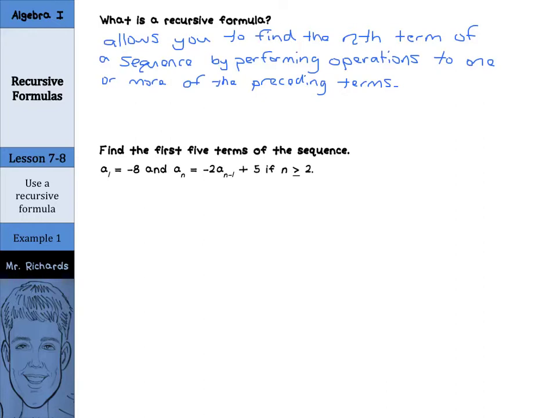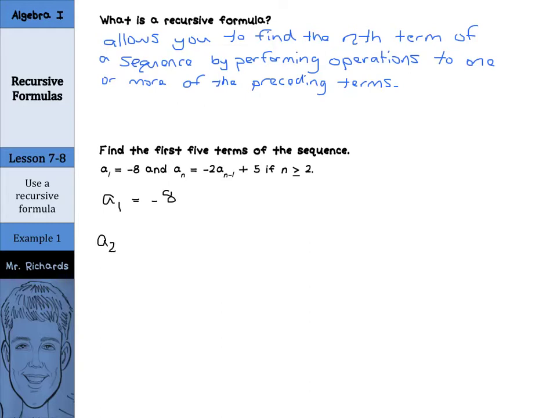Now what this n minus 1 here is saying, if n is our current term, then n minus 1 is the term before that. So if we're looking at an being the 5th term, n minus 1 would be the 4th term. So our first term, a1, equals -8. Now how do we find the second term?